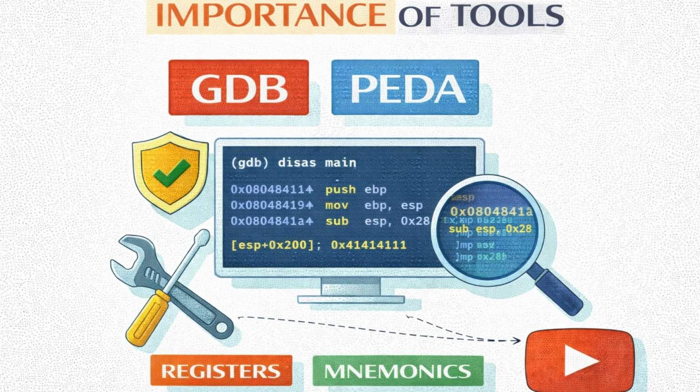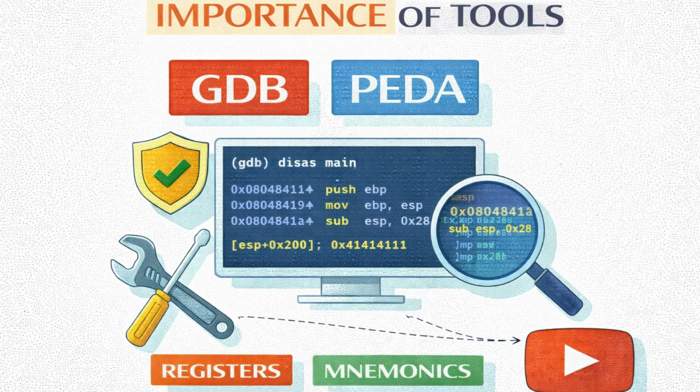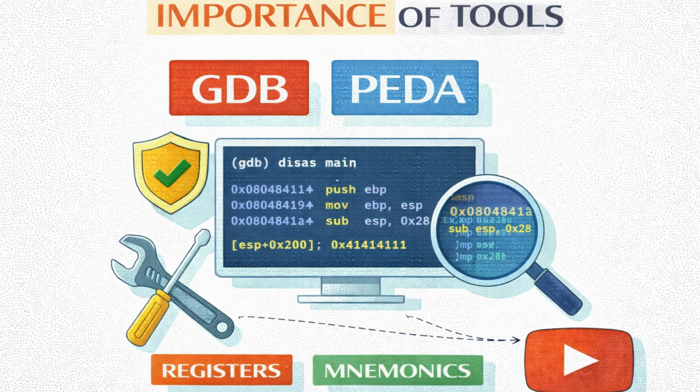And finally, PEDA even streamlines the last step, shellcode generation. Yep. It has a built-in capability to generate executable payloads. The source mentions shellcode generate x86/linux exec as an example. So the entire analysis, from finding the crash to building the exploit payload, it's all integrated into one environment.